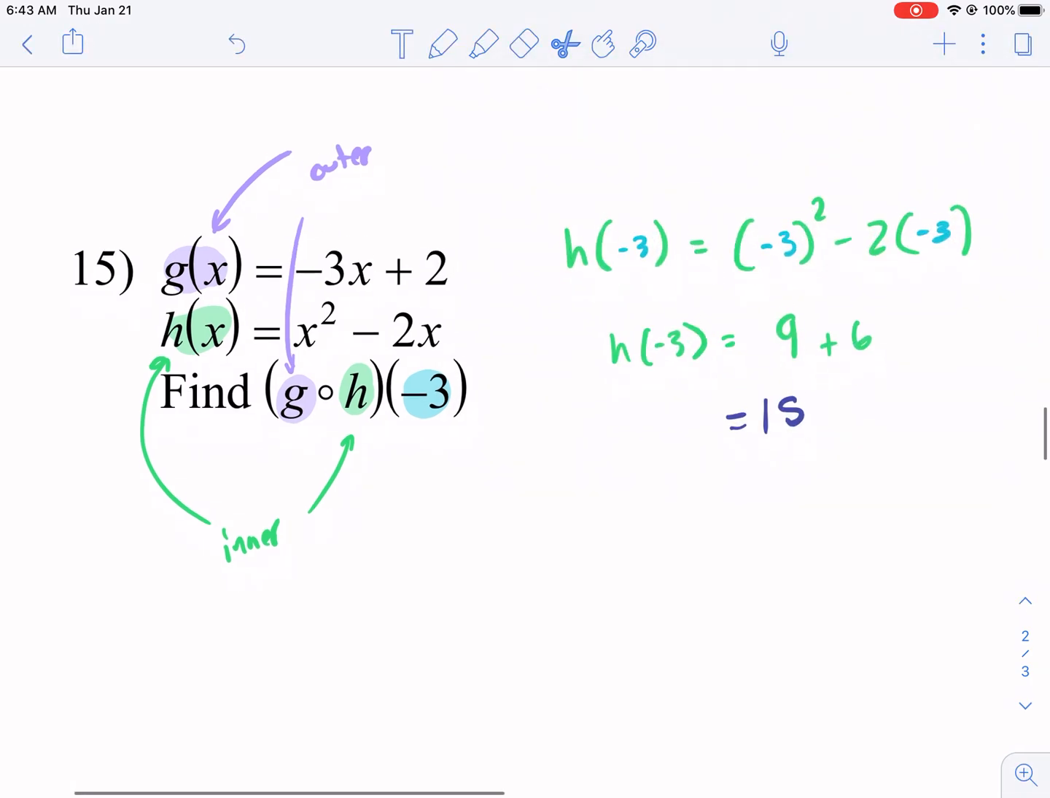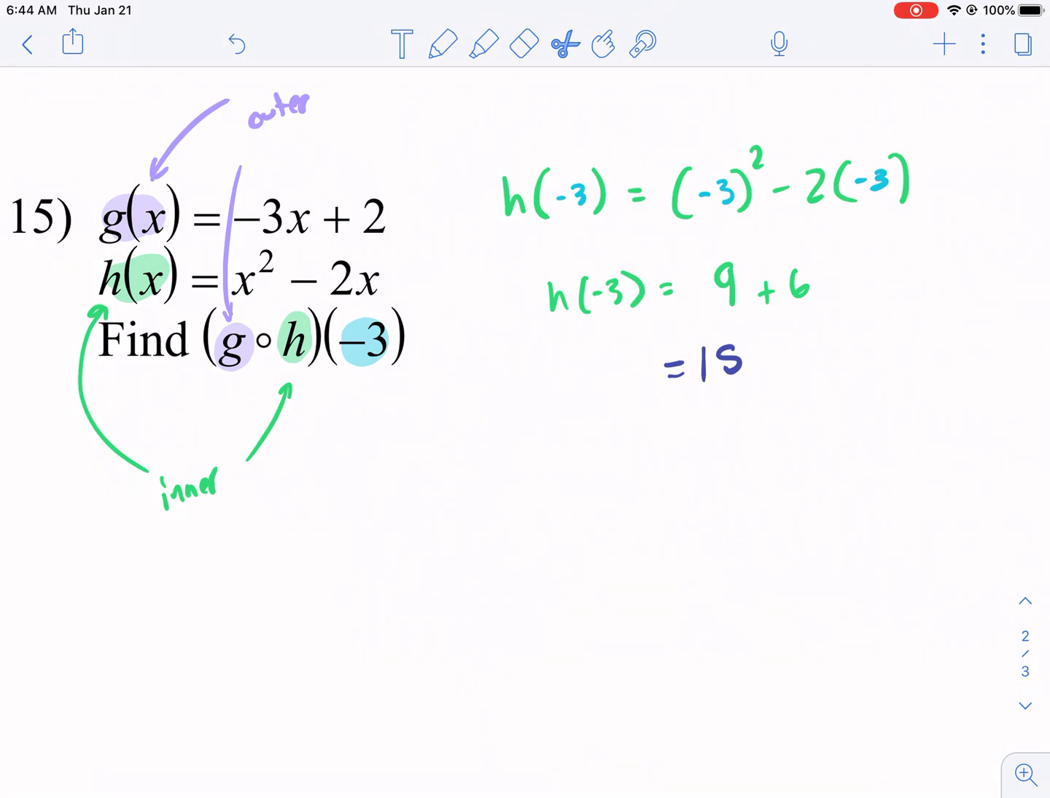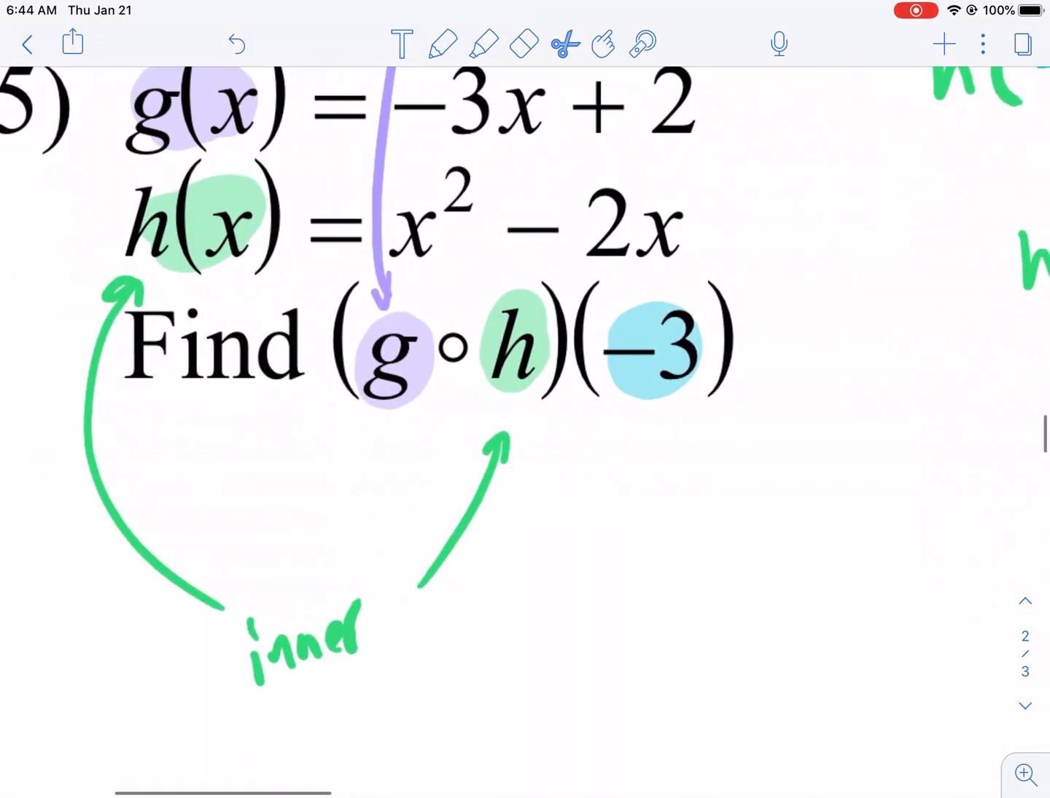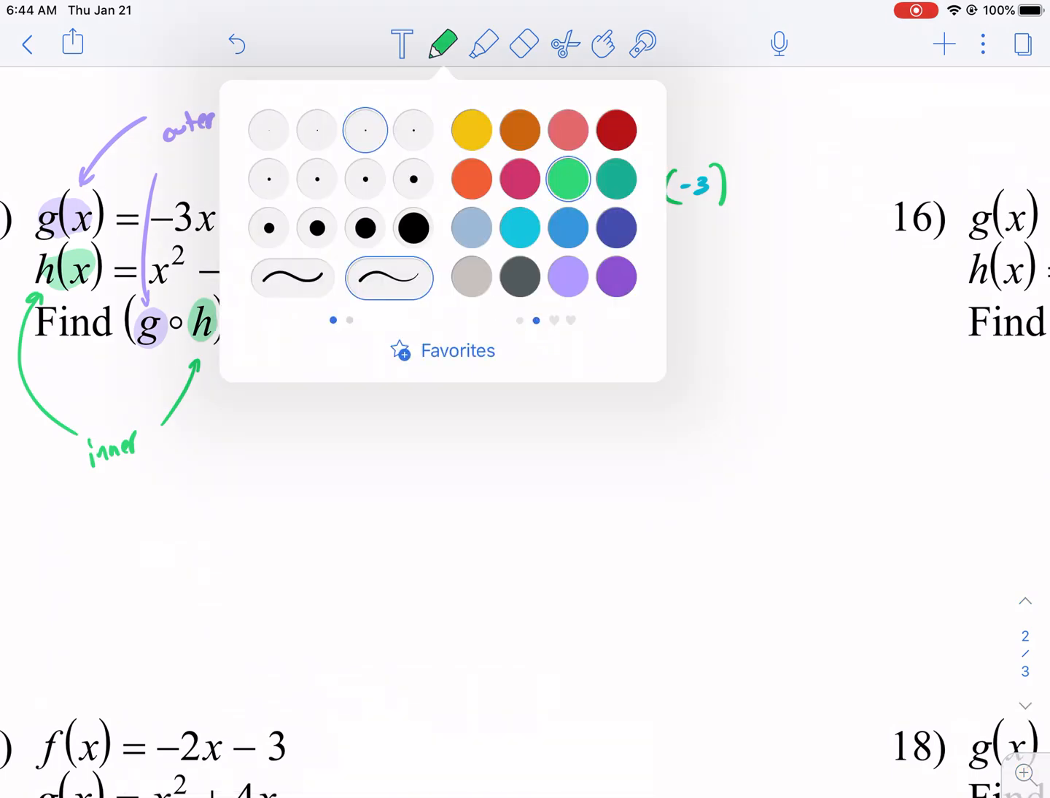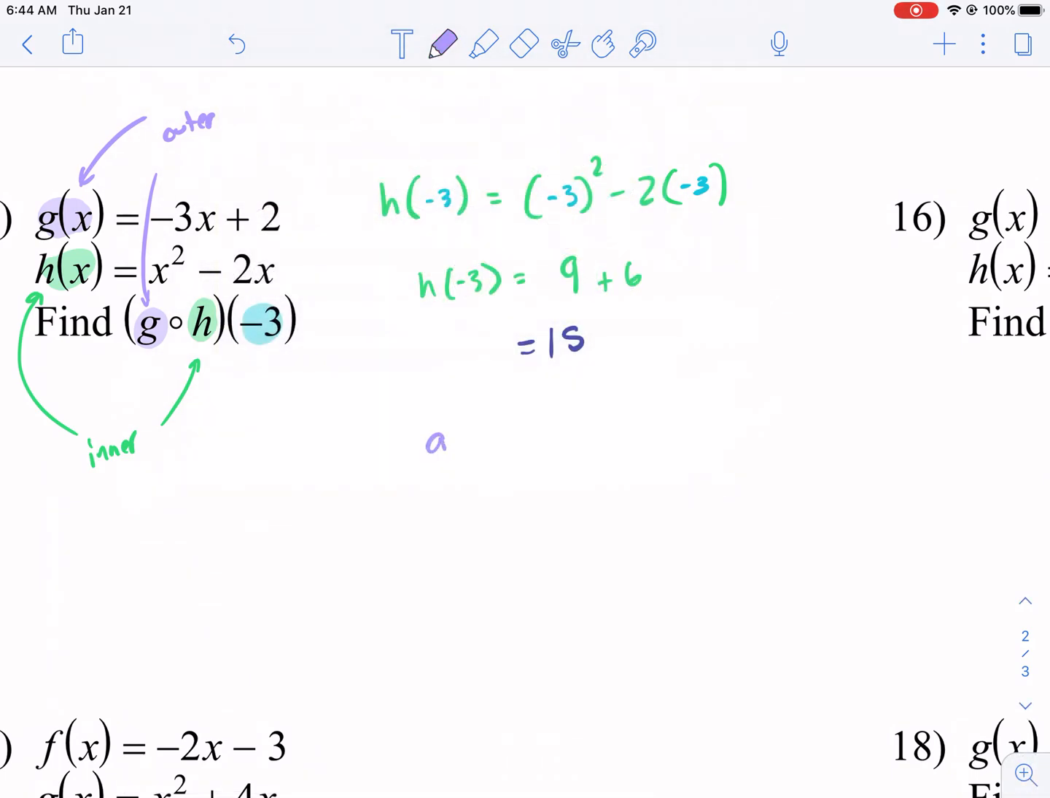Well, we're going to input this into our outer function now. We finished the first step. Now we move on to the second step. We're going to input this into g of x. So let me write g of x here. G of x, well, actually, let me erase this. G of negative 3 times plus 2.